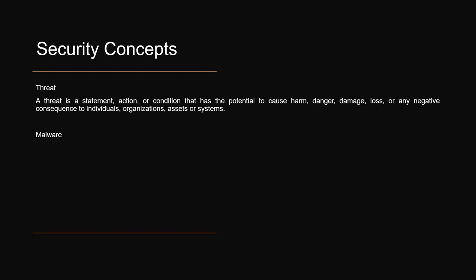malicious software such as viruses, worms, trojans, ransomware, and spyware can infect computers and networks, which can lead to data breaches, data losses, or unauthorized access. Phishing. Phishing attacks involve tricking individuals into revealing sensitive information, such as usernames, passwords, or credit card details, by posing as a trustworthy entity. This can occur through deceptive emails, websites, or messages.